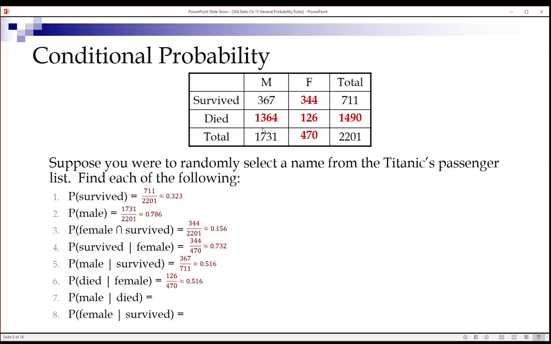We're only looking at those who died, of which there were a striking 1,490 people who died on board the Titanic, and of them, 1,364 were male. So the probability that someone was male, given that they died, was 1,364 over 1,490, or approximately 0.915. The probability that someone's female, given that they survived, so we're only looking at survivors, is 344 out of 711, approximately 0.483.